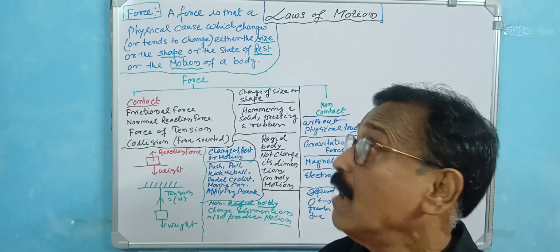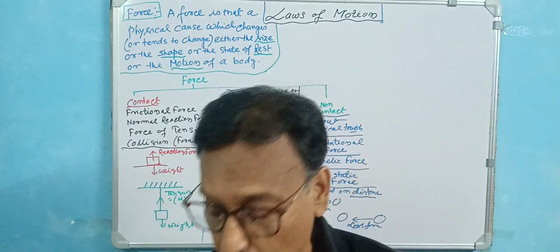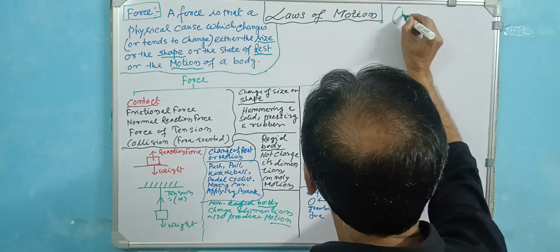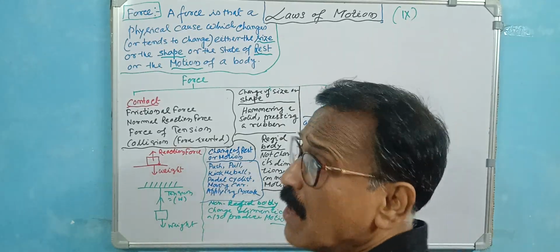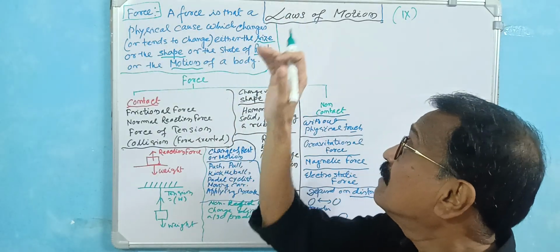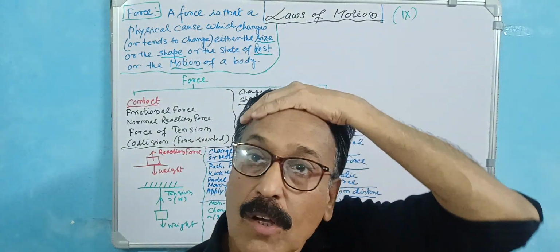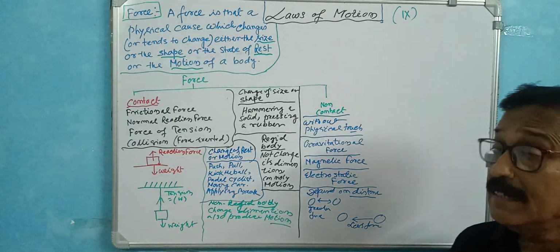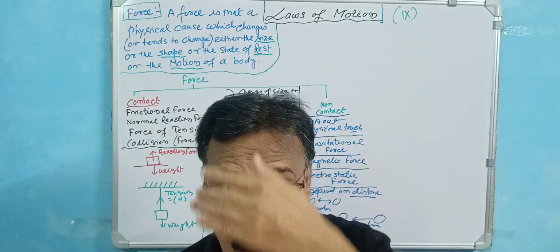Today I will discuss the laws of motion in physics, which is from class 9. This is the same for ICSE, CBSE and West Bengal board, the basic idea of the laws of motion. You just discussed previously motion in one dimension. Now the new chapter, the laws of motion.